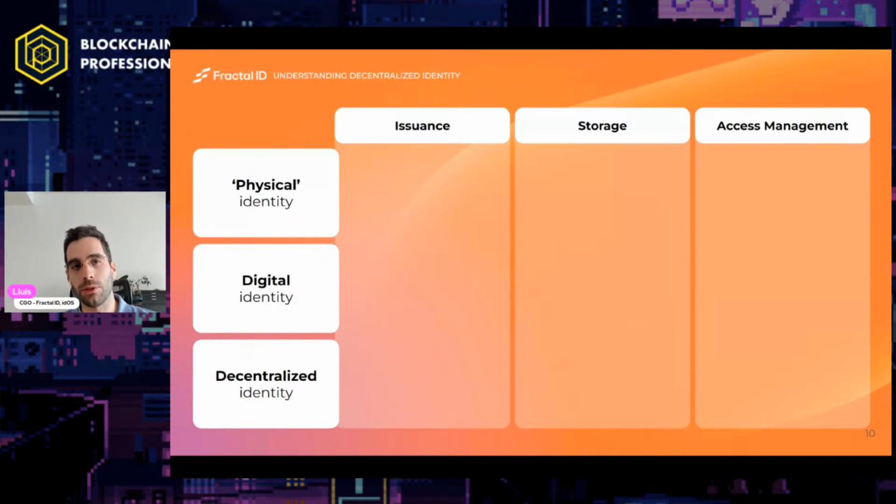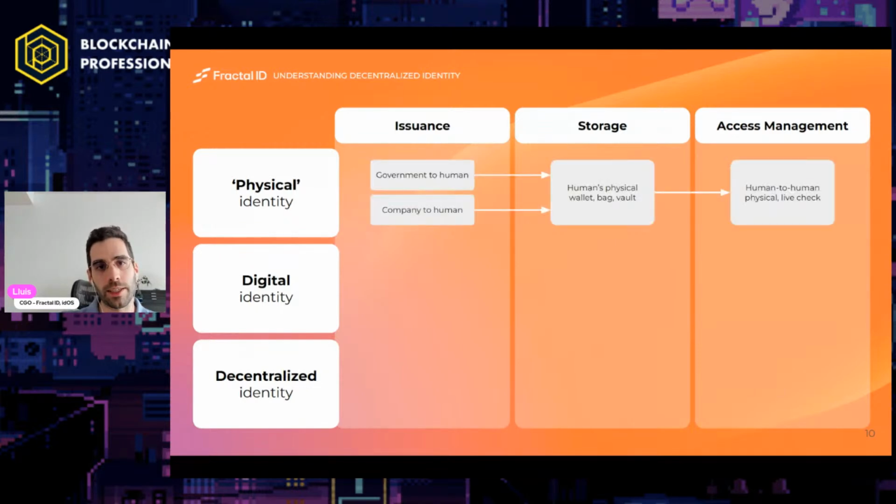The 3 phases that I want to talk about are issuance, storage, and access management of identity. Issuance is, of course, basically creating the documents that help someone identify themselves. Storage is where those documents live. And finally, access management is how you share those documents and what they allow you to do.